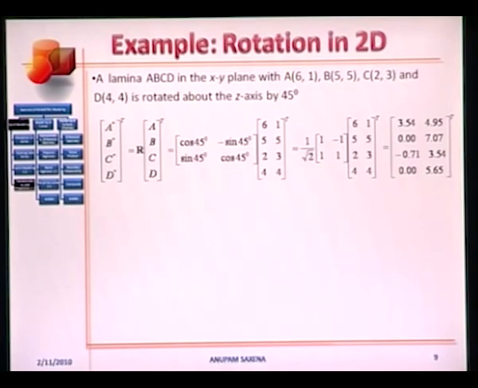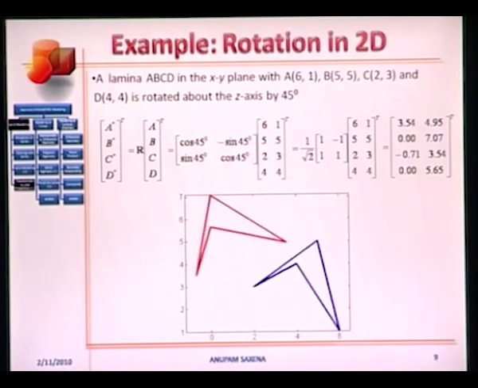It is not difficult for us to work out the math, but it's more important to understand how the final position of the lamina looks. In this figure, the lamina in blue is in its original position. Lamina in red is in its final position. Origin is somewhere here.